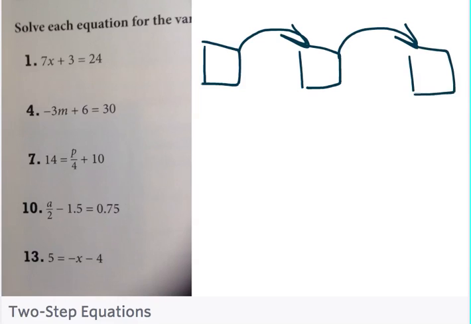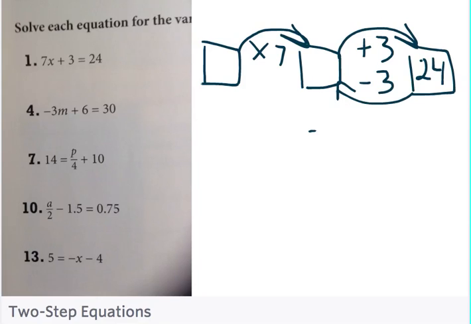There was a number, it was multiplied by 7, and 3 was added to it, and it became 24. So this is what that looks like. We put the 24 in the last box, and then we undo what happened to the number. The opposite of adding 3 is subtracting 3. So we do 24 minus 3, we get 21.